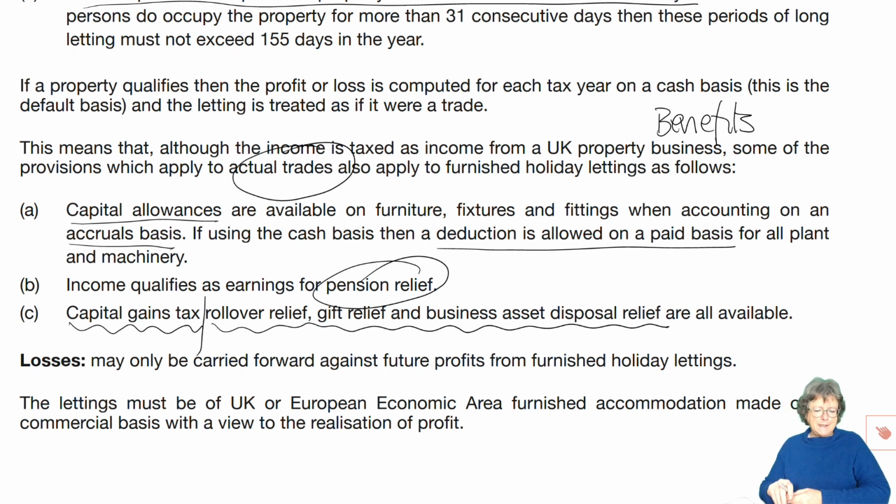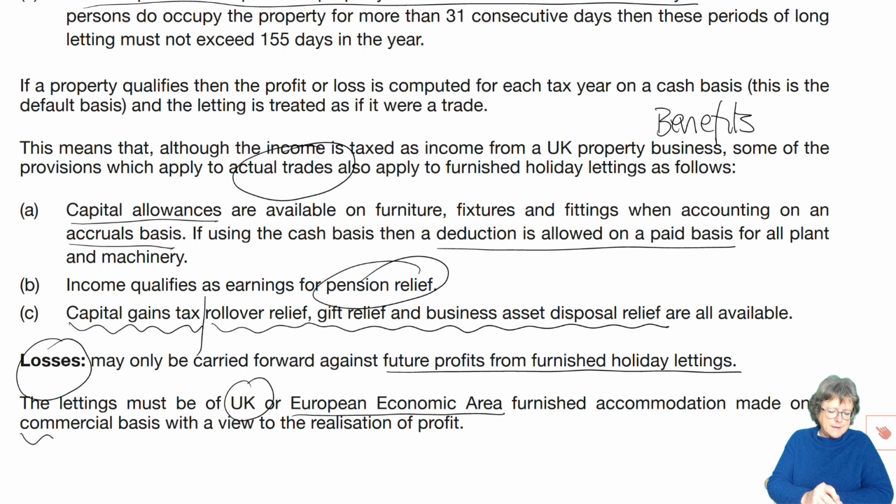Losses can only be carried forward against profits from holiday lettings. You can't have them against other property, and it must be within the EU or within the UK, and it must be made on a commercial basis, as I explained earlier.